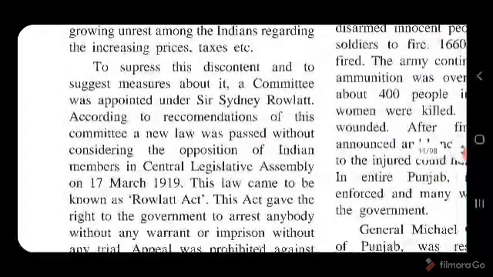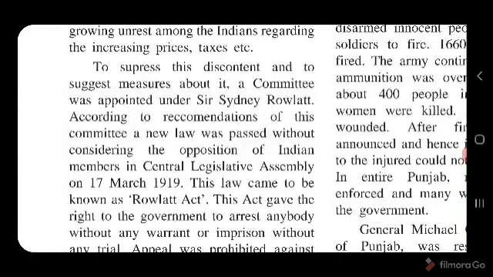To suppress this discontent and to suggest measures about it, a committee was appointed under Sir Sidney Rowlatt. According to the recommendation of this committee, a new law was passed without considering the opposition of Indian members in the Central Legislative Assembly on 17 March 1919.